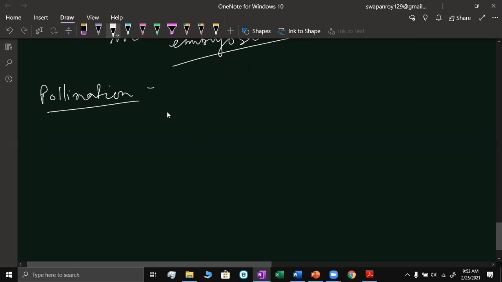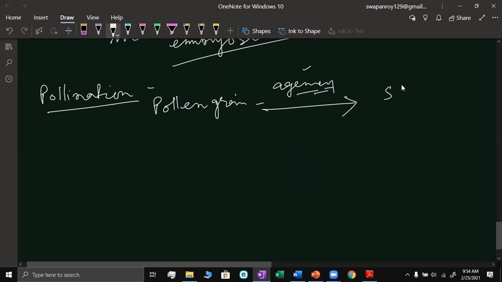By pollination, what happened? Pollen grain from the anther, by some agency, the agency may be air, water, or any animals, insect, bird, anything, human beings. But through the agency, it reached the stigma of the carpel or pistil.